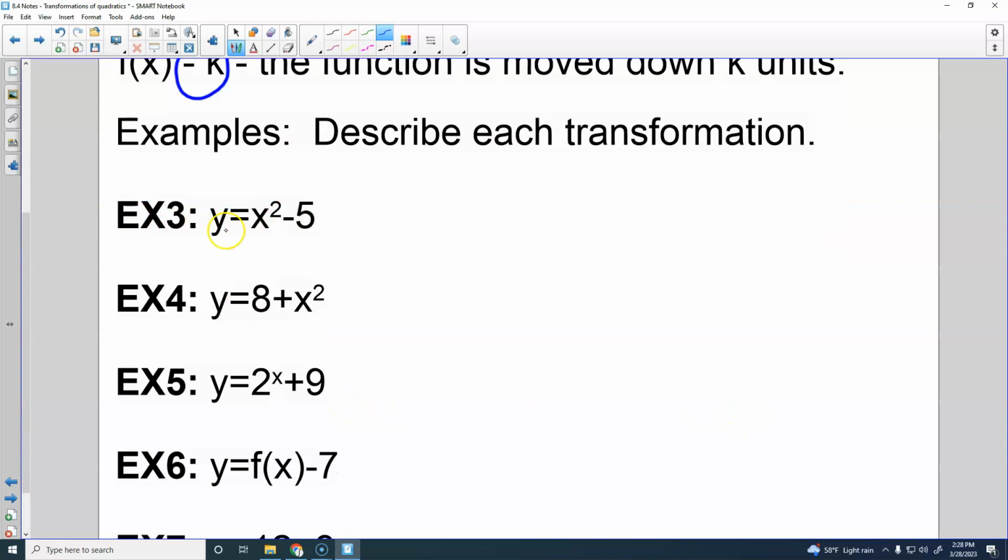So if I look at number 3, I'm supposed to describe each transformation. So I see right here that I have an x squared. And x squared tells me that I have a quadratic. Then I see my -5 over here. What is that -5 going to do to this graph? It's going to move it down 5. So shifted down 5.